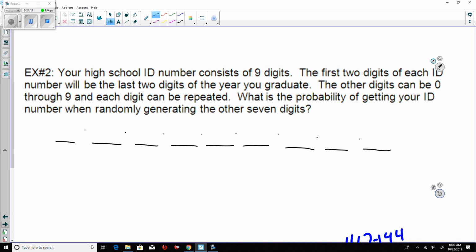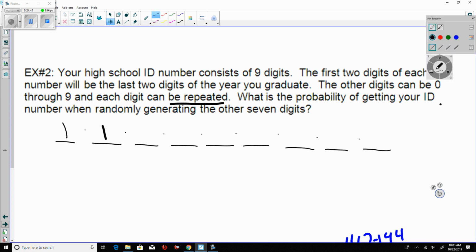So the first 2 digits will be the last 2 digits of the year you graduate. So we guys are maybe 20, 21, whatever. So how many options do I have for this first number? Just 1. And how many for the second number? Just 1, because it has to be 20, 21, 22, whatever. But now the other digits can be 0 through 9, and this is key. They can be repeated.